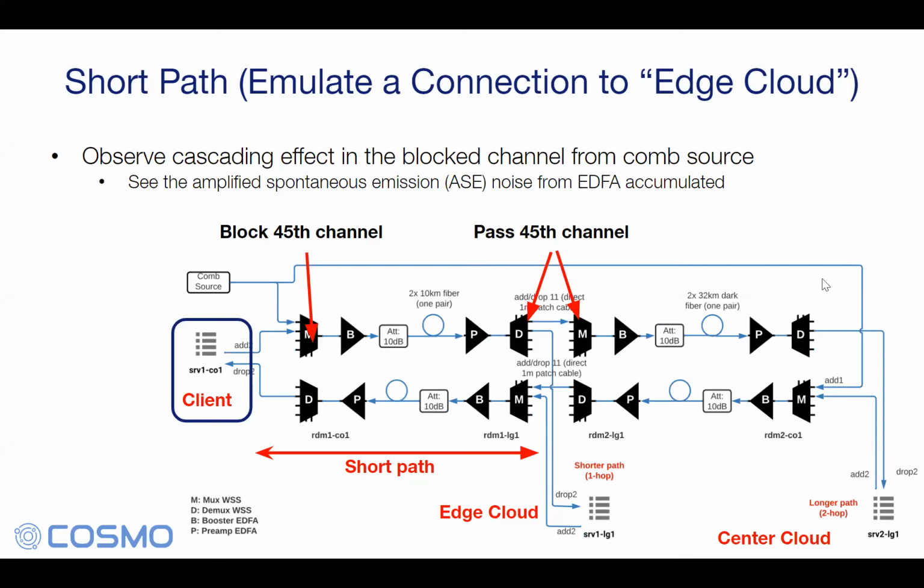Another thing we want to show is the cascading effect in the blocked channel from the console. As we remember, we created three groups of background traffic channels, which come from the console and go into the mux. However, here we block the 45th channel, which is in the middle of one group of the console channels.